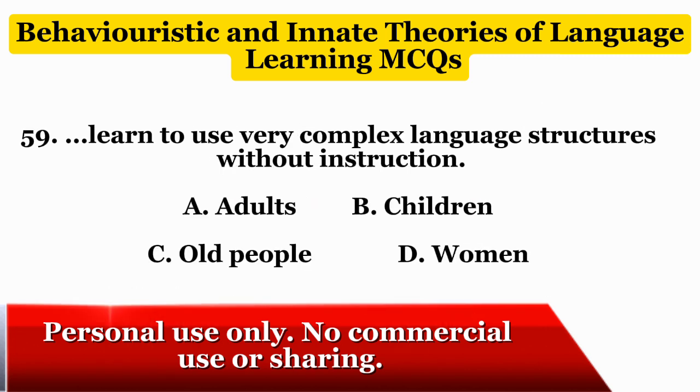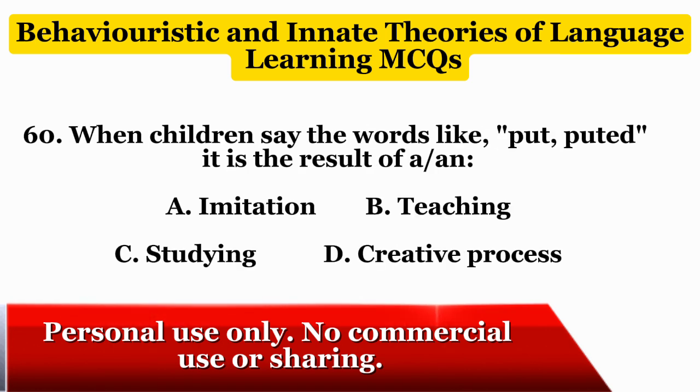Which of the following learn to use very complex language structures without instruction? Adults, children, old people, women. Right option is B. Children learn to use very complex language structures without instruction. When children say words like "putted", it is the result of: imitation, teaching, studying, creative process. Right option is D. Creative process. Children create their own forms of words according to their needs. These forms may be wrong.